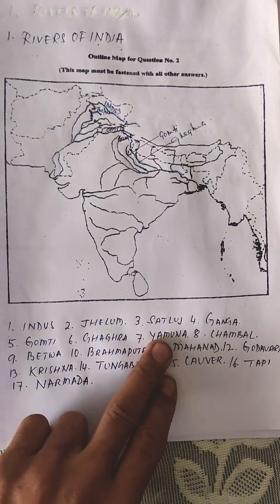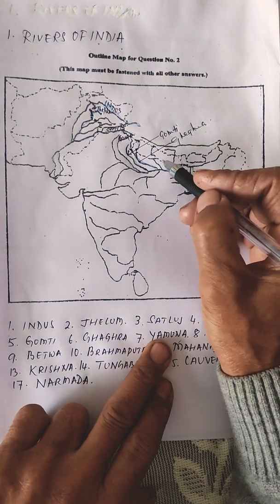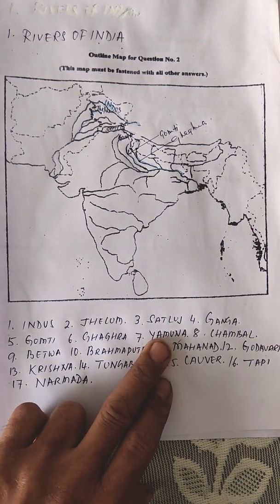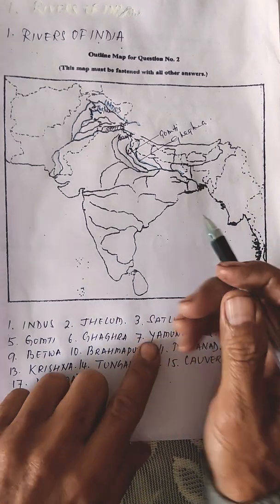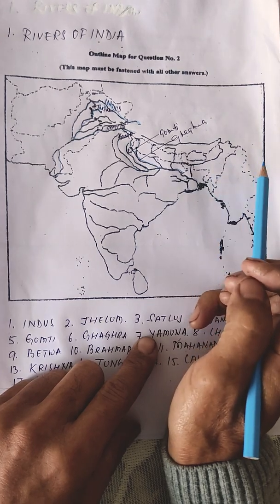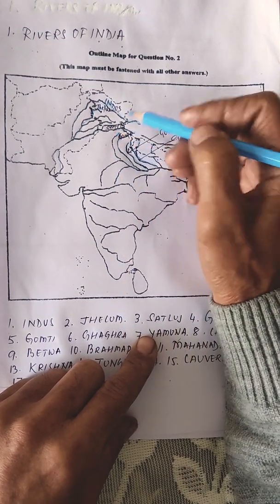Then comes here Yamuna. This is Gandak and Kosi, in this year's syllabus, not there. So now you go to the right bank. As I said, you look downstream on your right. This is the first, Yamuna is the first right bank tributary.